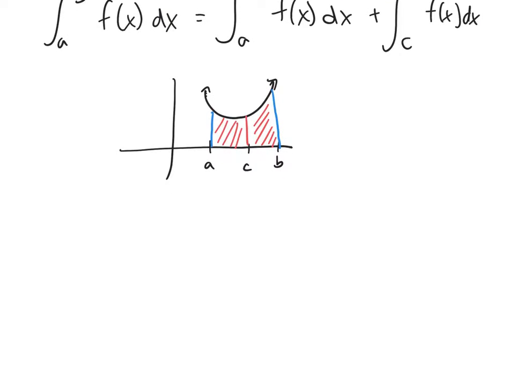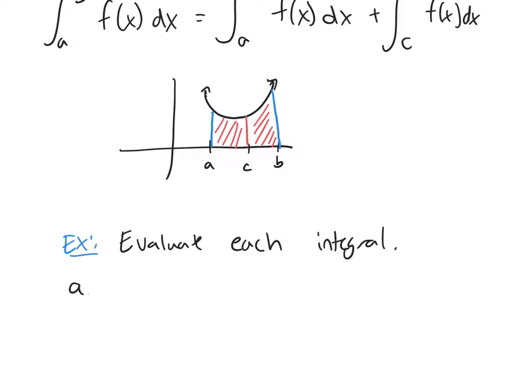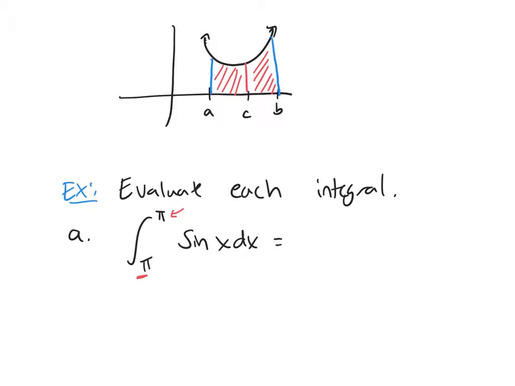So let's put these properties into use. Let's look at an example here. Evaluate each integral. So the integral from pi to pi of sine x dx. So here, notice your two bounds here are the same. They're both pi. And so when they're the same, this is going to be equal to 0 using our first property.